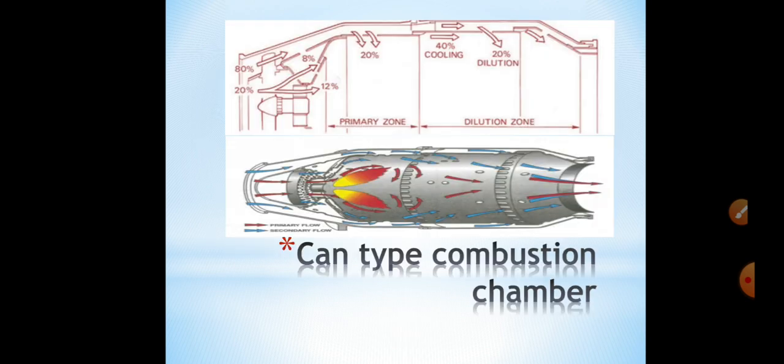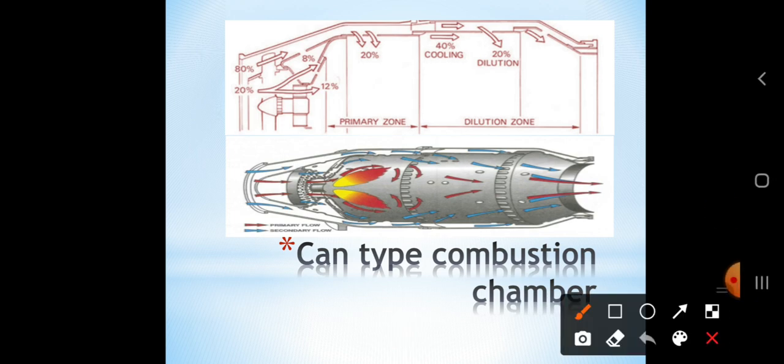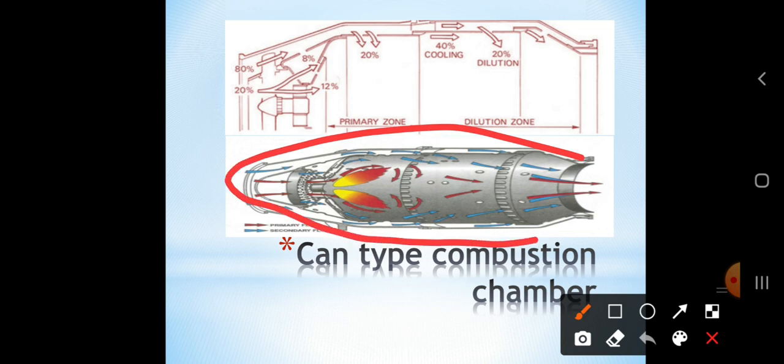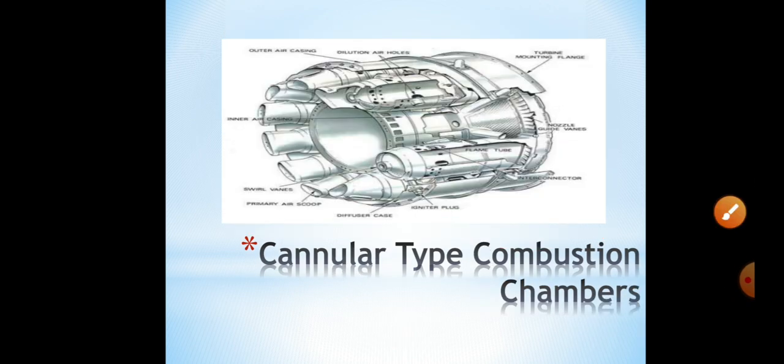So here we can see a can type combustion chamber, where we are going to use a can type system having a primary zone and a dilution zone. In the primary zone we are going to mix 20% of the air with the fuel, and in the dilution zone we are going to add the remaining amount of air so that the combustion process can be completed.